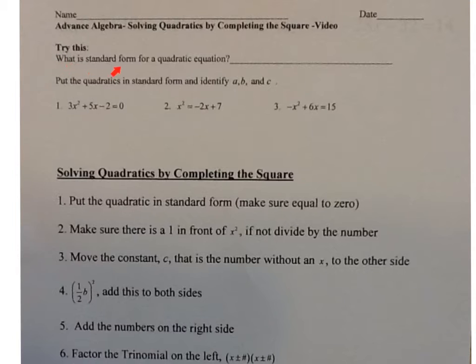It says, what is the standard form for a quadratic equation? The standard form for a quadratic equation is ax squared plus bx plus c equals 0. The a is what's in front of the x squared. The b is the number that's in front of x. C is the number that has no x.